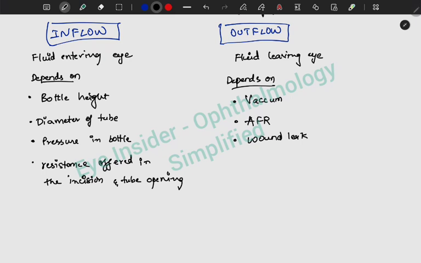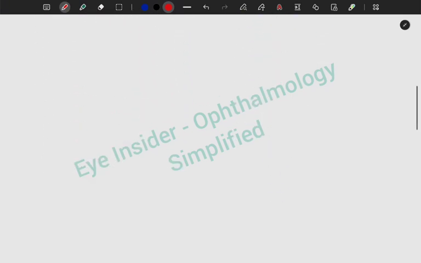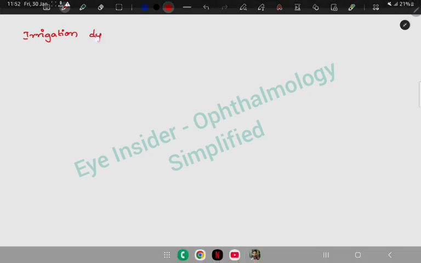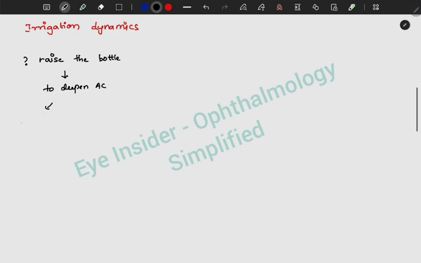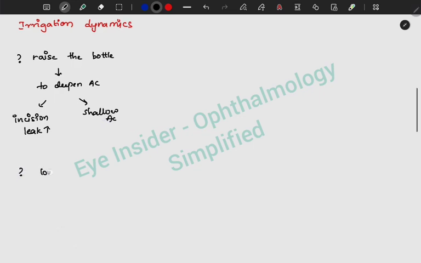We'll discuss these components now in detail, and before going to that, we'll have a note about the most commonly asked questions. When should we increase or decrease the bottle height? This is the irrigation dynamics. Now when should we raise the bottle height? Raising the bottle height is required when we need to deepen the AC, that is the anterior chamber. It is required when the incision leak is more or the AC is becoming shallow.